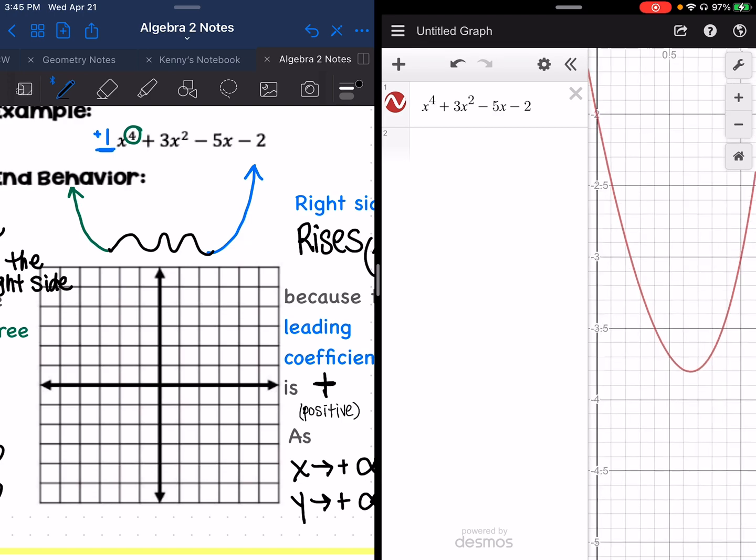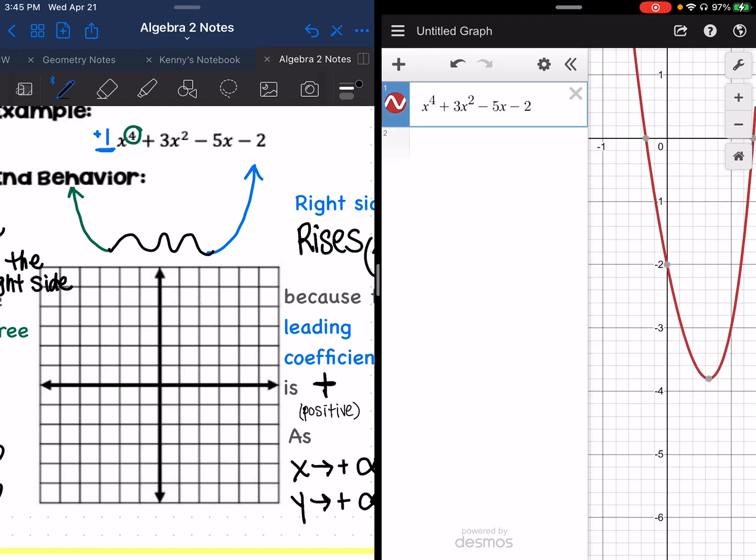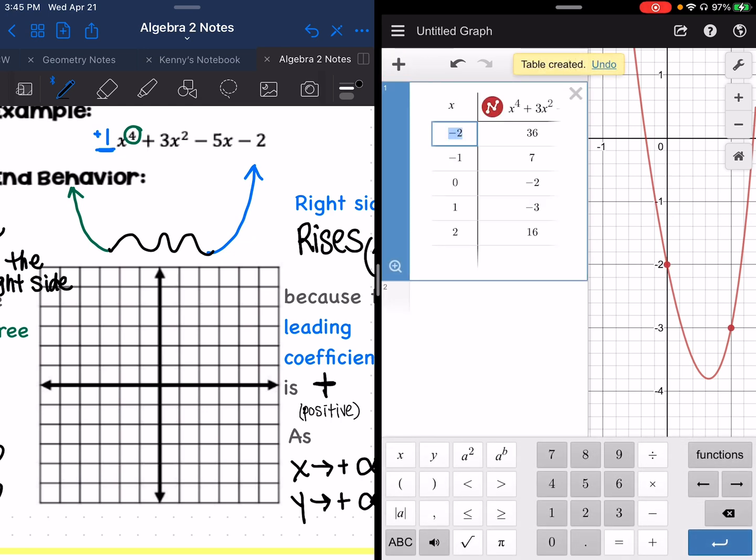Looks very much just like a parabola, huh? I could go in and grab, doesn't look right. Hold on a second. Nope, it's good. So I'm going to go ahead and grab the table. There's some points that we could plot. I'm going to go ahead and plot 0, -2. I could do 1, -3.